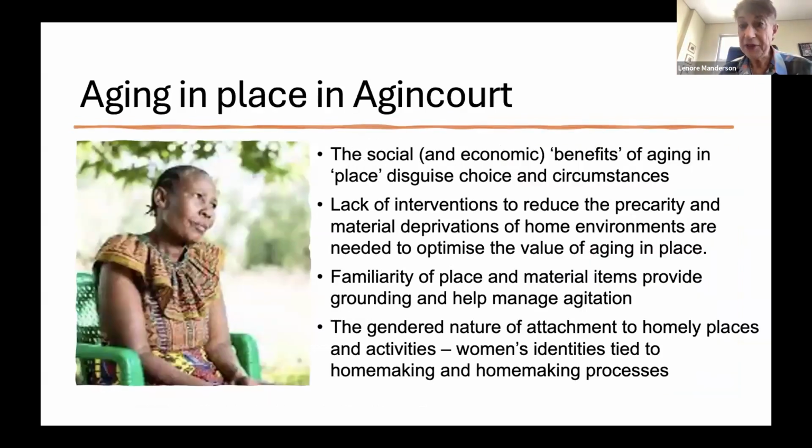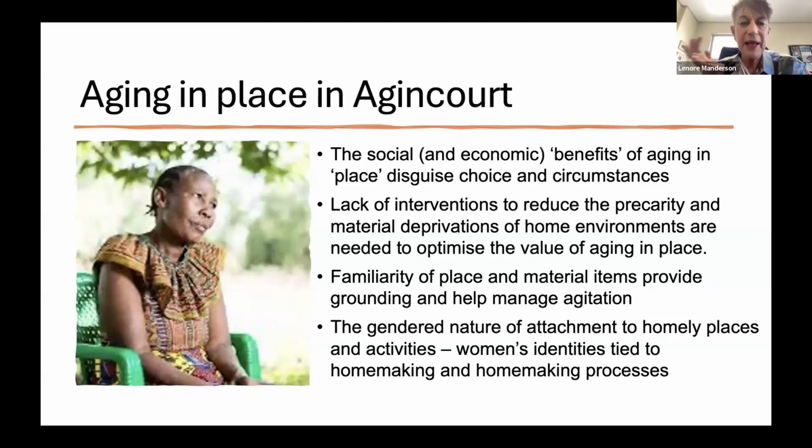And then the other thing is around aging in place. And of course, this is a rhetoric or an idiom that is constantly used around its importance, its social and economic benefits.